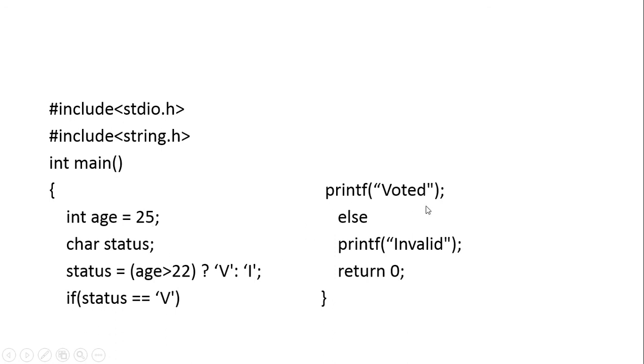See, this is the conditional expression. First is expression 1, age greater than 22. If the condition is true, the first statement will be printed, v. Otherwise i will be printed. That is the concept of the conditional expression method.